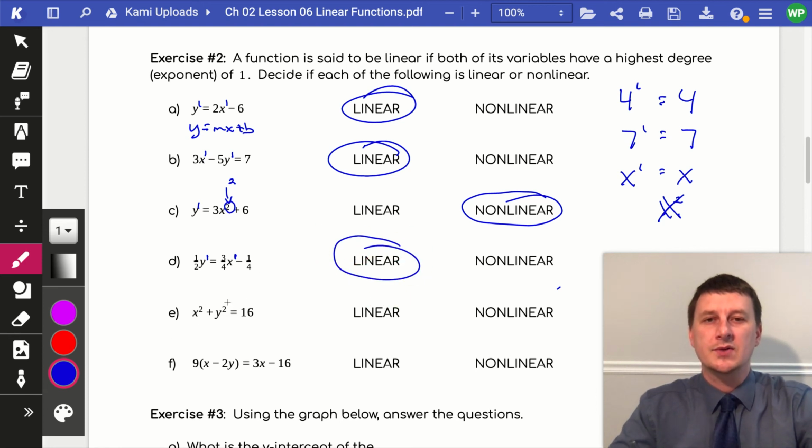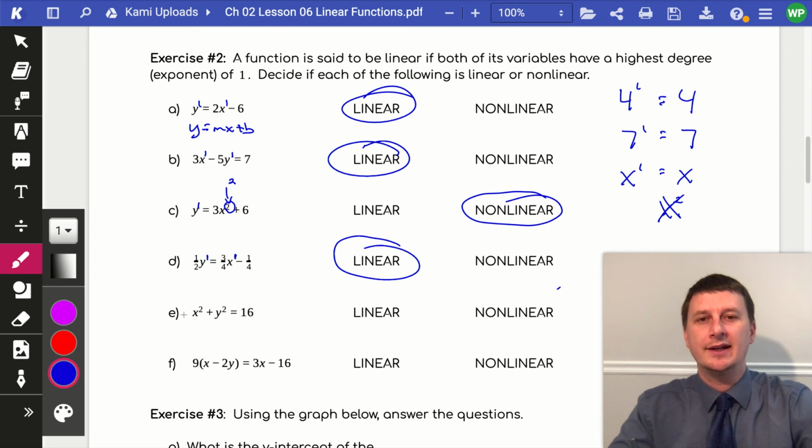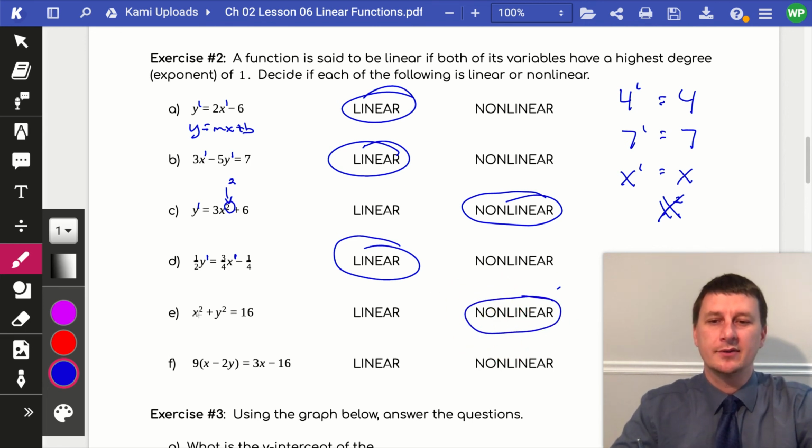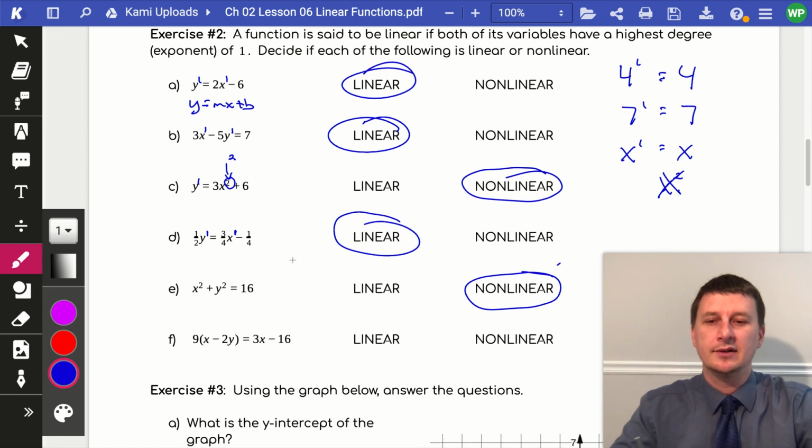x squared plus y squared, right away you see a greater exponent on both the x and the y variables. So this one is nonlinear. This is actually a circle right here. When you square both the x and the y values, you'll get a circle.